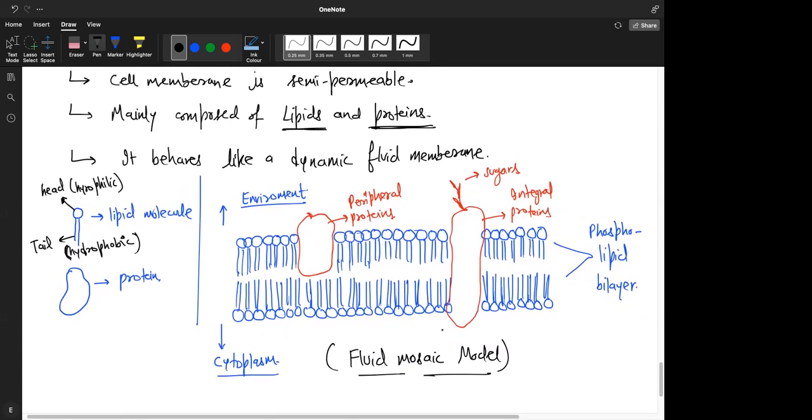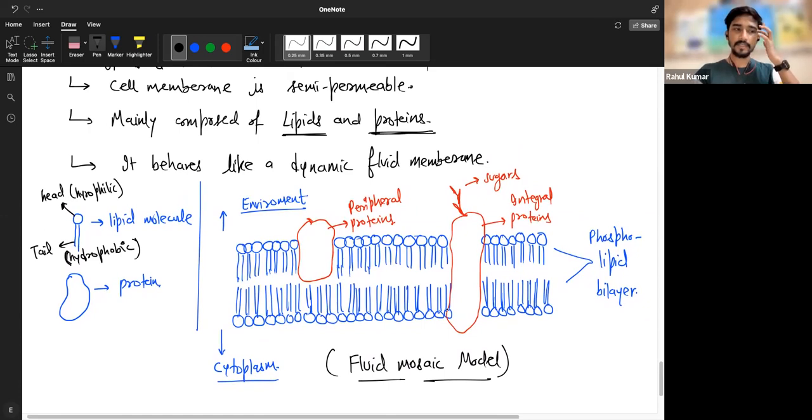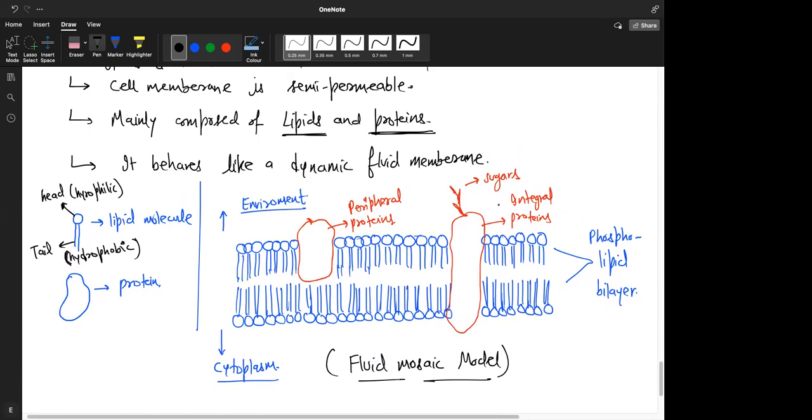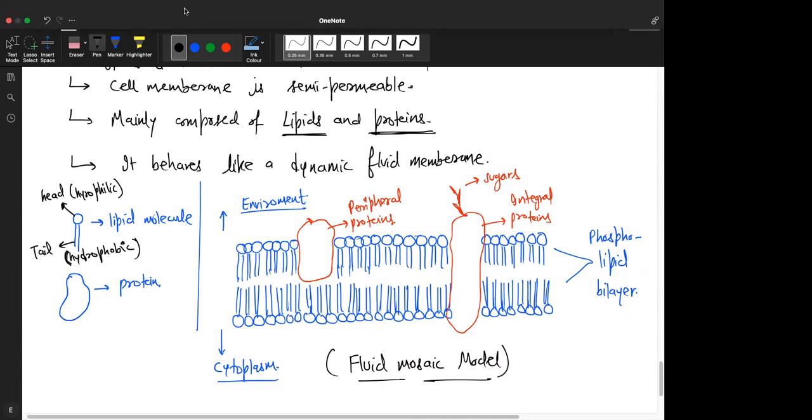Yes, clear. Now, please draw this. Take 2 minutes. Draw this, and then I'll discuss what a fluid mosaic model is. Okay. I'll be back in two minutes, I'll get some water. Yes. Okay. Please finish the diagram.